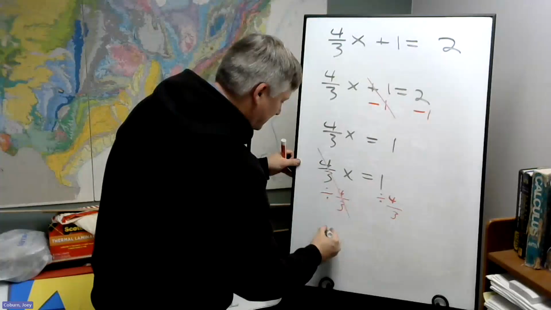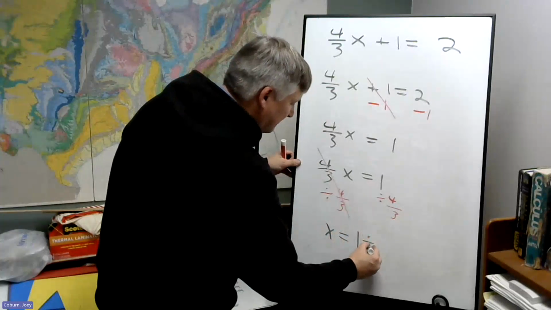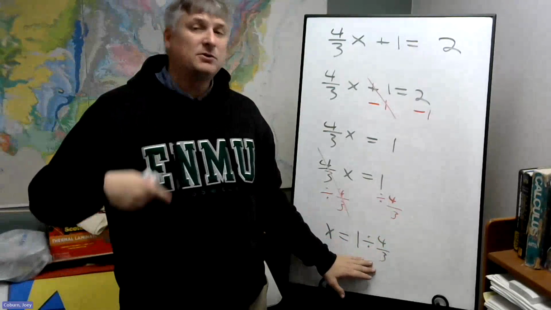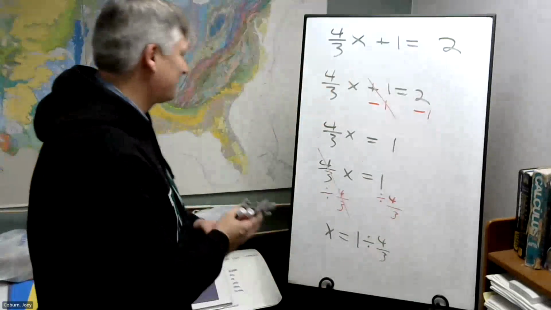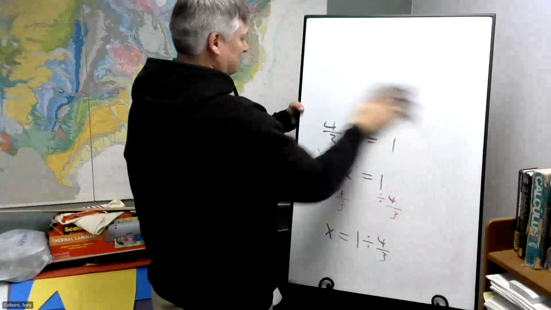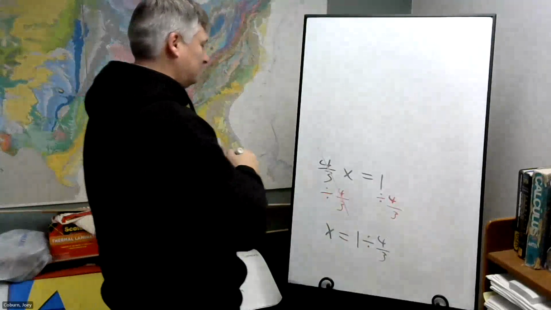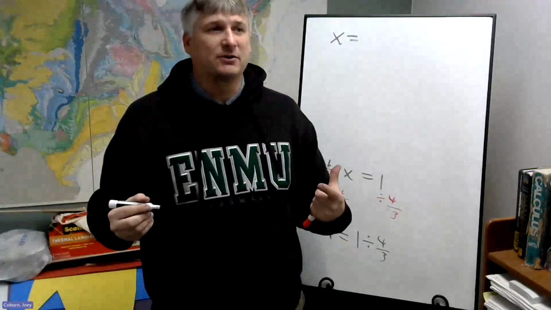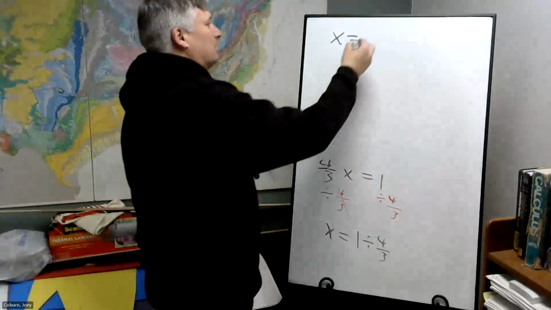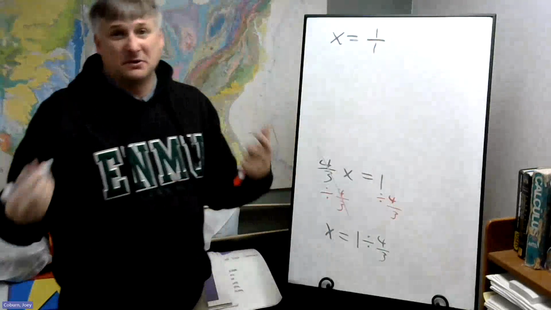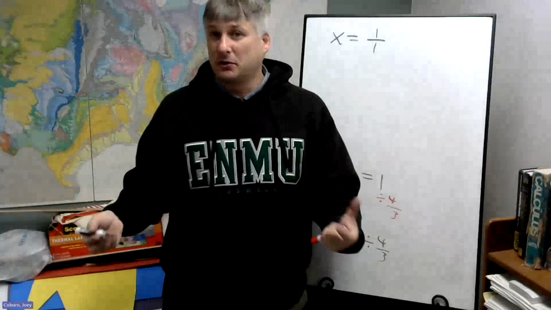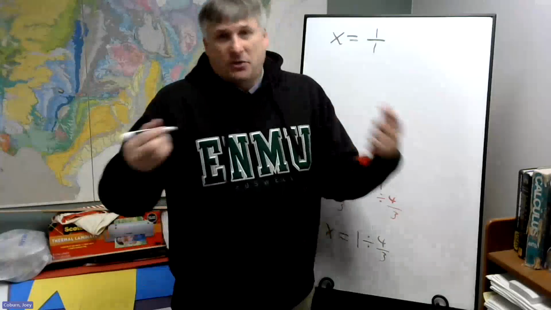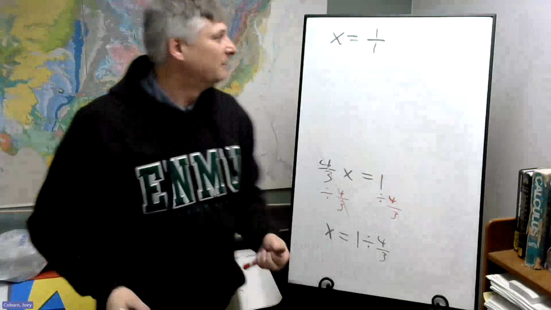So what we get is x equals 1 divided by 4/3. So at this point, we need to do a fraction division. So we turn 1 into a fraction. So we give it a denominator of 1. 1 divided by 1 is still 1. Just like if you had 3 and you wanted to turn it to a fraction, you turn 3 into 3 divided by 1, because 3 divided by 1 is still 3.